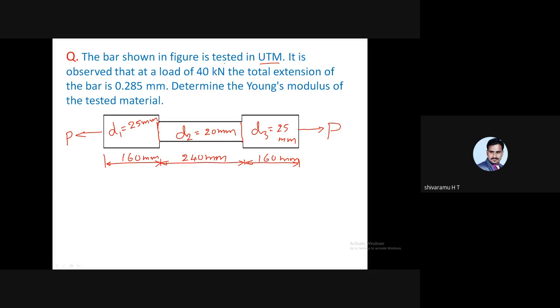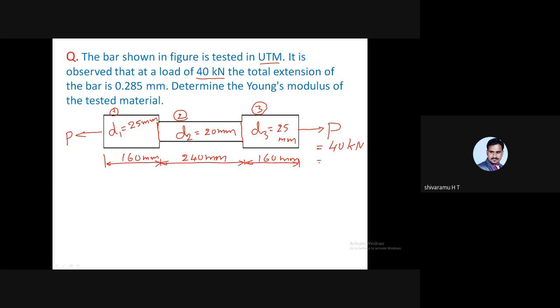So here the bar is made with three different sections: portion 1, portion 2, and portion 3. Section 1 diameter is 25 millimeter, section 2 diameter is 20 millimeter, and section 3 diameter is 25 millimeter. The lengths are 160 millimeter, 240 millimeter, and 160 millimeter. And the load is 40 kilonewton, so P is equal to 40 kilonewton.